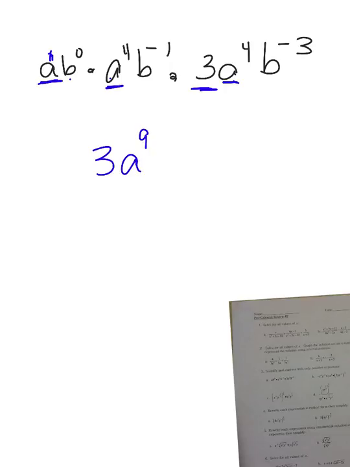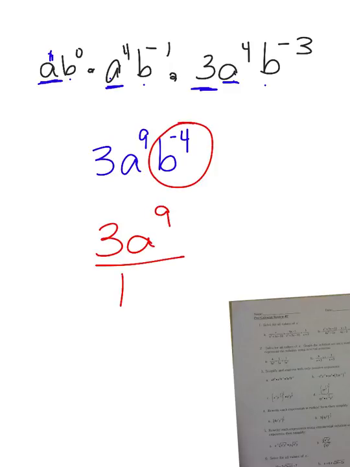B to the 0 times b to the negative 1 is b to the negative 1 times b to the negative 3 is b to the negative 4. So remember, to make an exponent positive, you put it into the denominator. So it's 3a to the 9th over b to the 4th. All right, let's take a look at 3b.